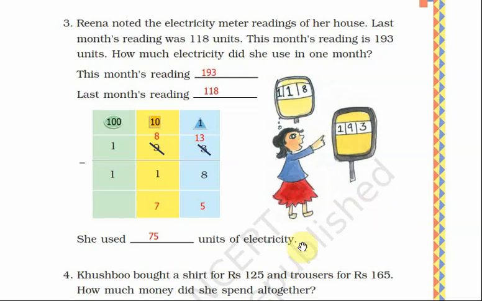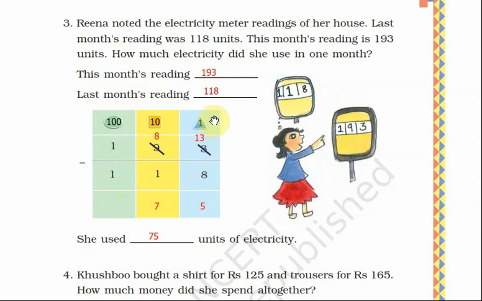So Reena wants to find out how many units of electricity she used this month. For that, what we have to do is find the difference of these two readings, this month's reading as well as last month's reading. So already written here is 193 minus 118 in proper columns, hundreds, tens and ones place: 1 in hundreds place, 9 in tens place, 3 in ones place, again 1 in hundreds place, 1 in tens place and 8 in ones place. So you have to deduct.